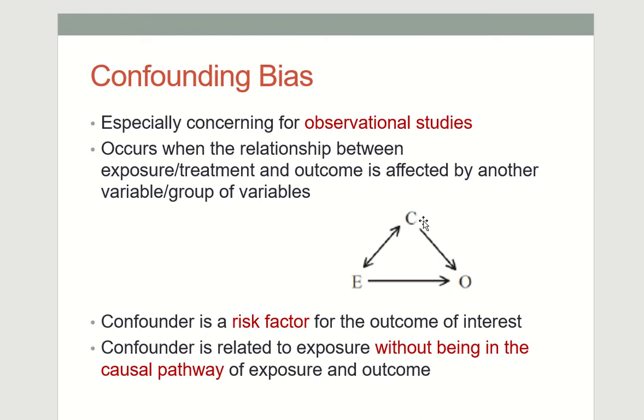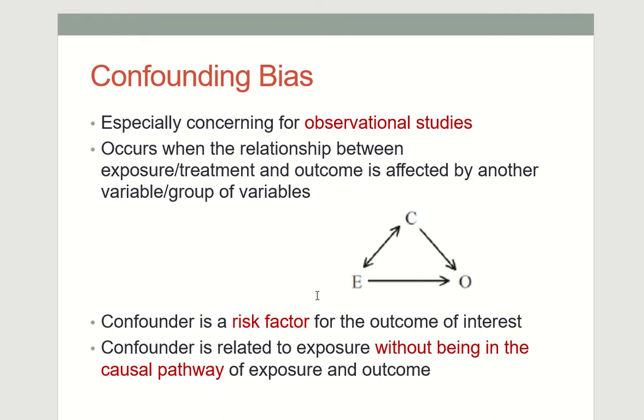You may have a confounder when you have a third variable that is associated with the exposure and associated with the outcome. So you see the double arrows here. Now this third variable can be thought of as a confounder if it meets the three criteria. Criteria number one, it's related to the exposure. Criteria number two, it's related to the outcome.